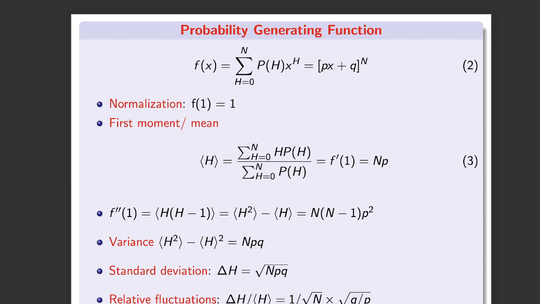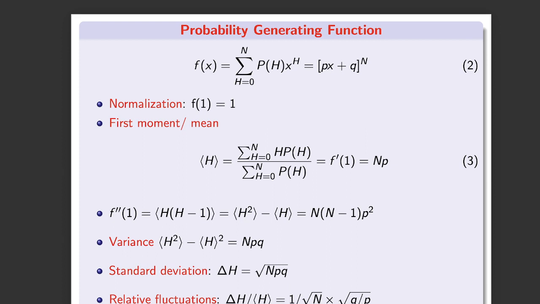Now the computation of the first moment is also easy. It is given by expression 3. If we differentiate the probability generating function with respect to x and then set x equal to 1, that will give you the mean. So if we calculate this quantity, we will get np, given by equation 3. Similarly, the second factorial moment will be given by taking the second derivative of the probability generating function and setting x equal to 1. So this will give you n(n minus 1)p squared.